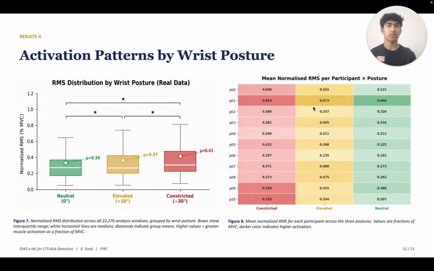The figure on the right shows the mean normalized RMS per participant per posture. Once again, the constricted and elevated positions had the highest RMS values compared to neutral position, but it also showed a lot of variability between participants, suggesting why the cross-participant validation struggled under the machine learning models.